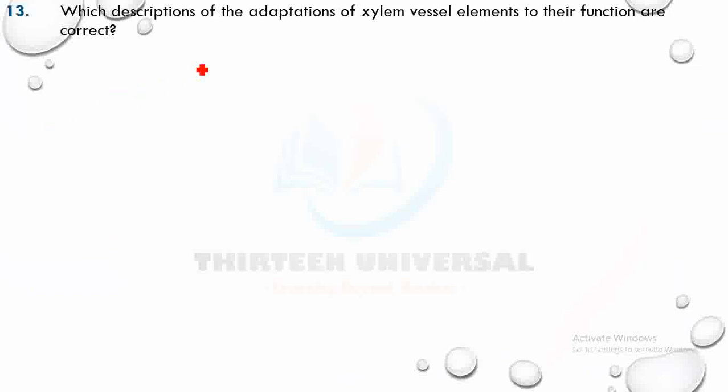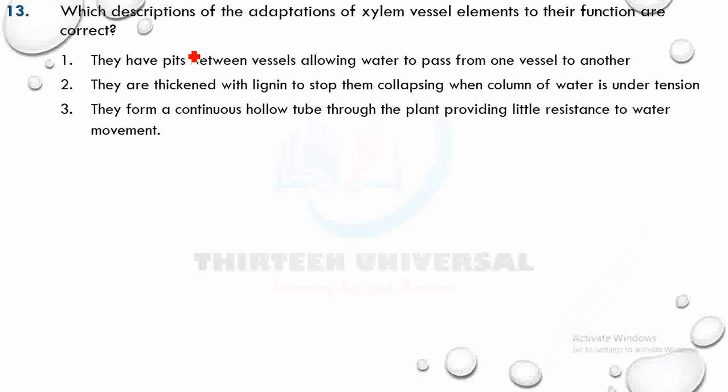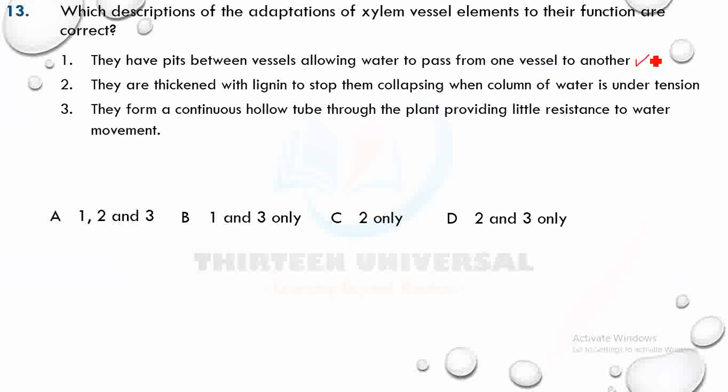Which description of the adaptations of xylem vessel elements to their function are correct? What is correct about the adaptations? I want you to pause the video and answer this question. The first one says that they have pits between vessels, allowing water to pass from one vessel to another. Yeah, they have pits. Pits help in lateral transport of water, and pits help to remove airlocks. So 1 is correct.